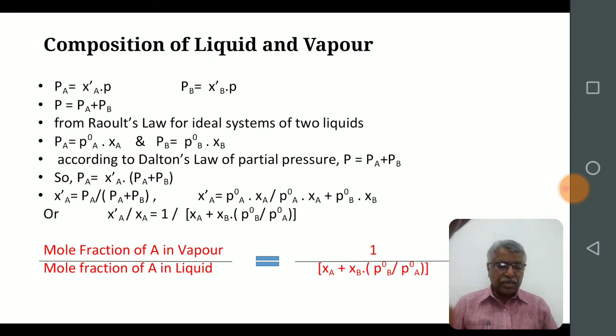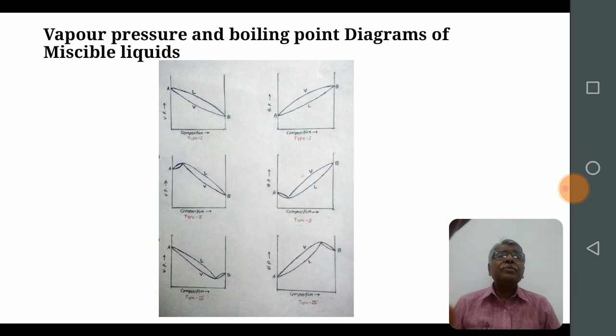Thus, the general conclusion derived here for a system obeying Raoult's law is that the vapor always contains a relatively higher proportion of the more volatile component than does the liquid phase. This generalization is known as Konovalov's rule. We will see here some vapor pressure and boiling point diagrams of miscible liquids.